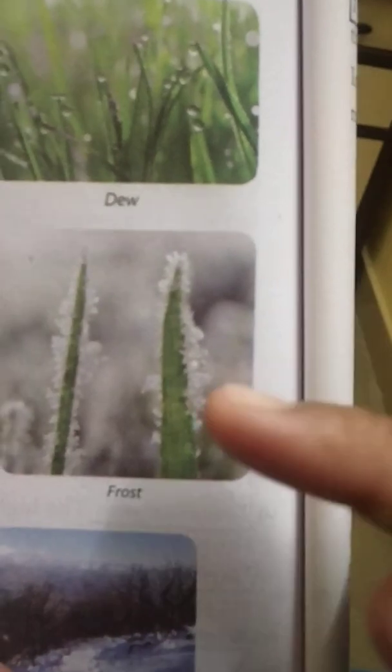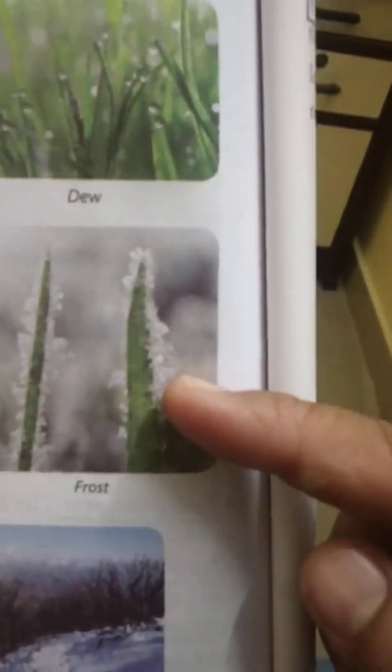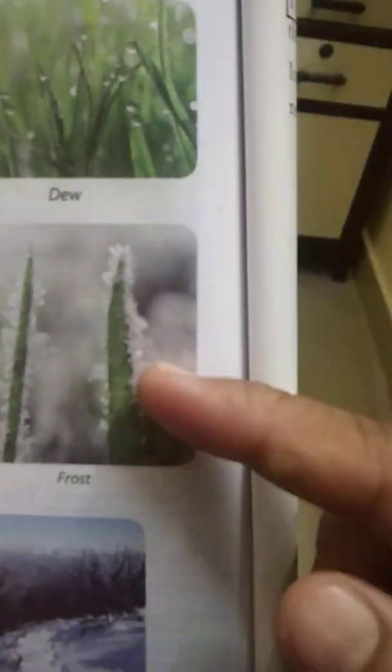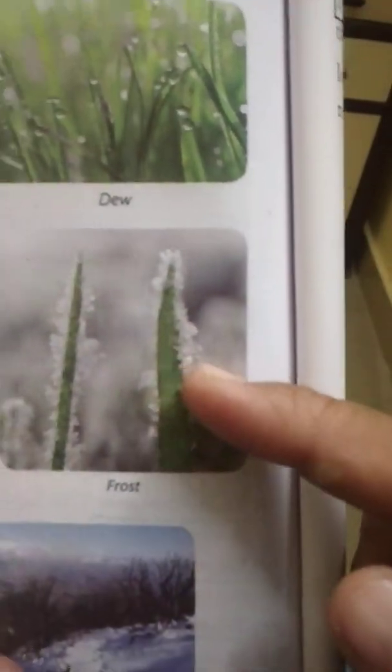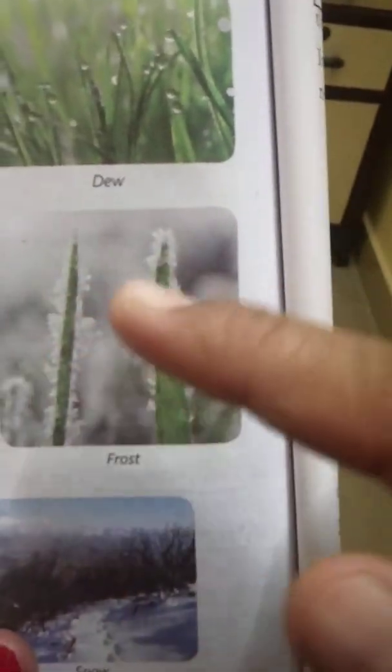The temperature is very low. Okay, and this is dangerous, especially to the crops. This can cause damage to the crops. This can spoil the crops, spoil the growth of the crops. So this is called frost.